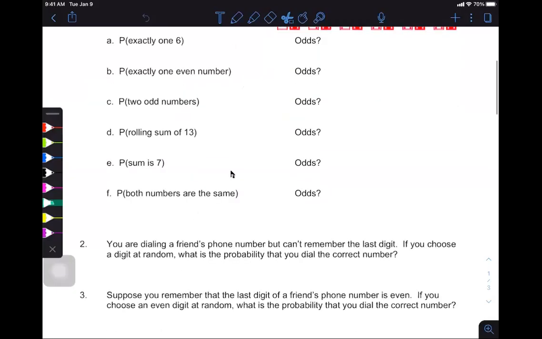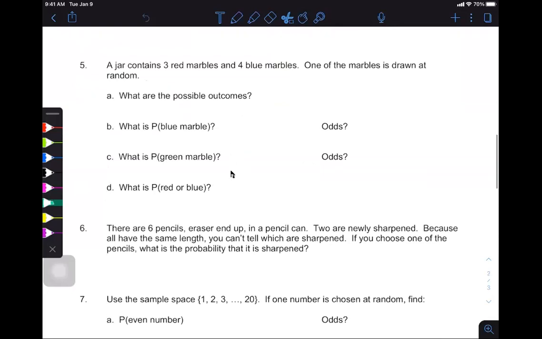So if we go down to 5, it's just one of those jar problems. We looked at one of these before. And jar problems with marbles, if you're pulling out anything like that, it's a little bit more basic, but we're going to use odds for this. So the first thing we're going to do is read it and then determine what's the total number. A jar contains 3 red marbles, 4 blue marbles. One of the marbles is drawn at random.